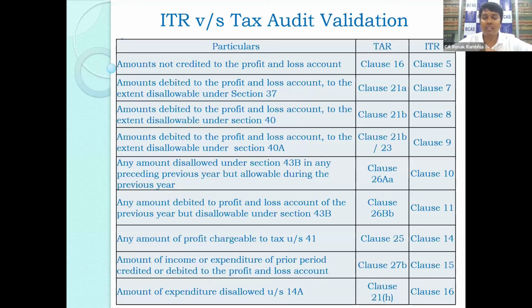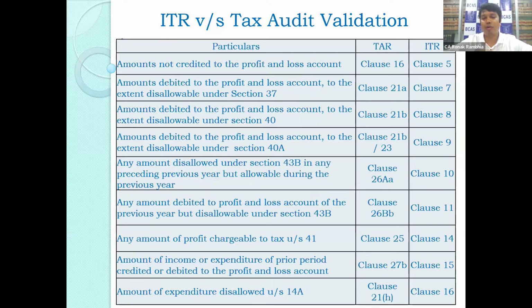Further, any amount disallowed under section 43B in any preceding previous year, but allowable during the previous year, which is the 26A clause of the tax audit, has to be mentioned in clause 10 specifically in the income tax schedule OI. Then amount debited to profit and loss account, but which is disallowed under section 43B during the year, which is mentioned in clause 26BB of the tax audit, has to be mentioned in clause 11 of the income tax return OI.